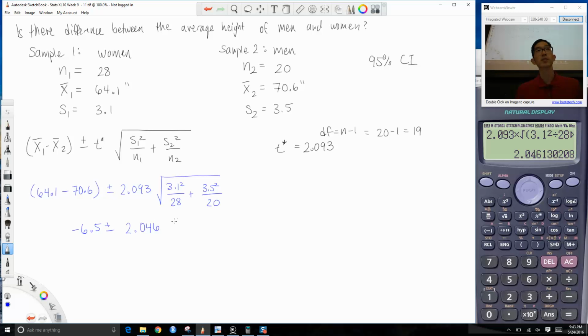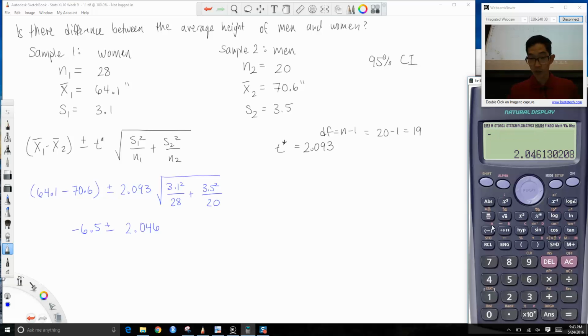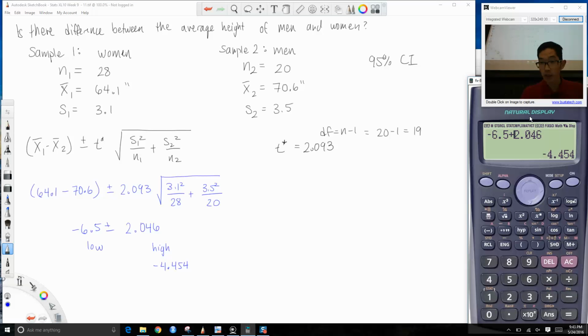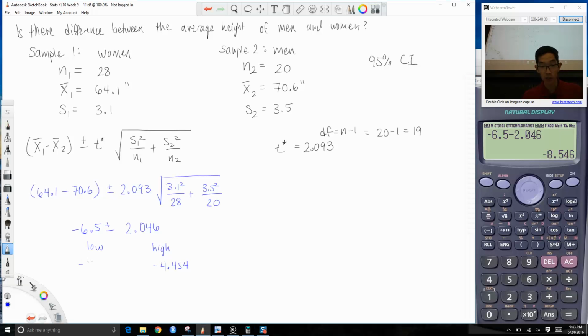All right. Can everybody use their calculators, I'm hoping? All right. So I've got negative 6.5 plus 2.046. So on the high end, I have negative 4.454. And on the low end, I've got this minus 8.546. Negative 8.546.